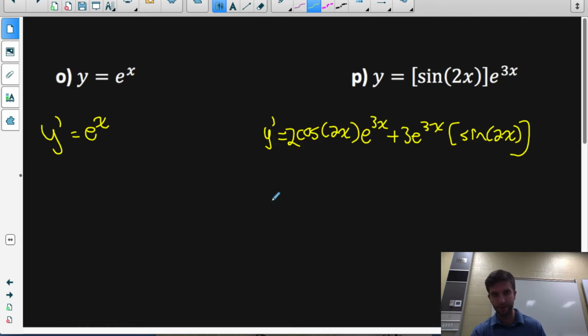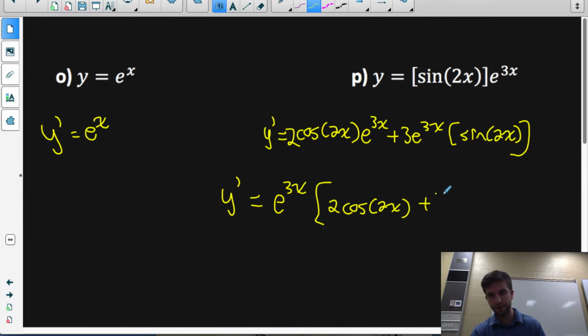And then I'll check for any common factors. Between the two terms that I have, I could take out an e to the 3x from both of those functions, and what I'm left with is 2 cos of 2x plus 3 sine of 2x.